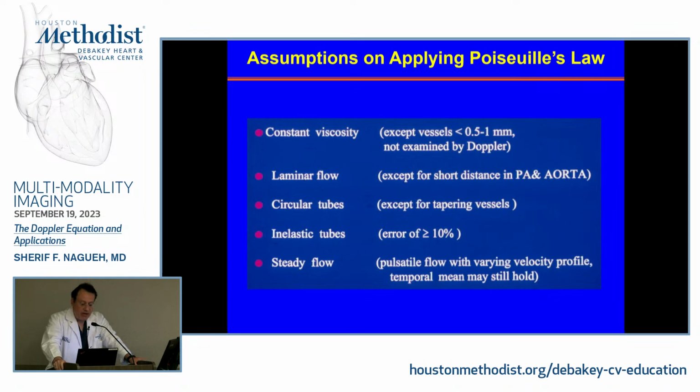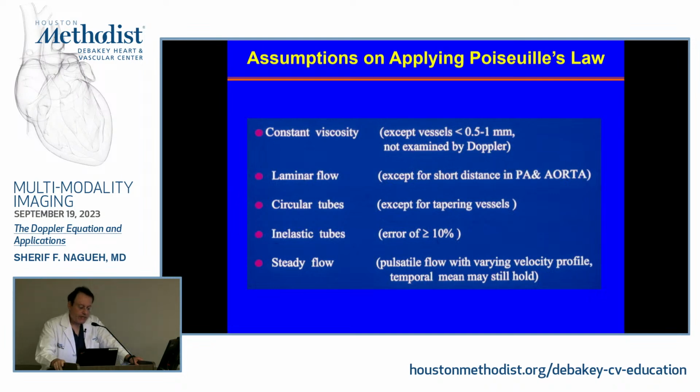Okay, now that we've talked about Poiseuille's law, let's say what are the problems or the challenges of applying that law to the flow in the circulation. The first one is the assumption that the viscosity is constant no matter where you sample the flow. This is not the case. Viscosity depends on the composition of the blood, and in some vessels the red blood cells may not easily get all the way in. This happens in vessels that are less than 0.5 to 1 millimeters. These are not examined by Doppler. So that issue of constant viscosity not applicable is not usually a major limitation.